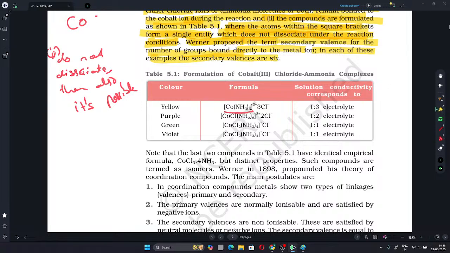Werner proposed the term secondary valence for the number of groups bound directly to the metal ion. In each of these examples, the secondary valences are 6.